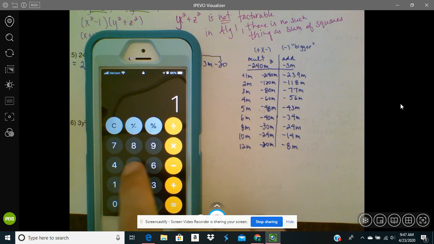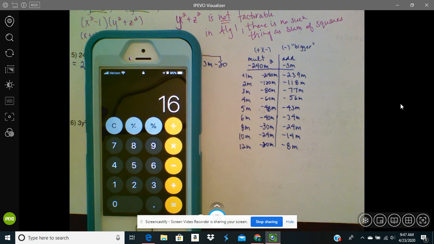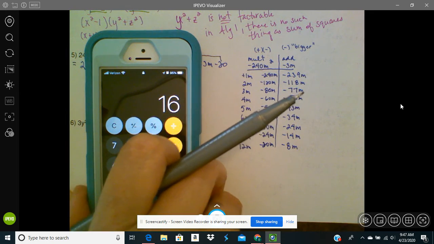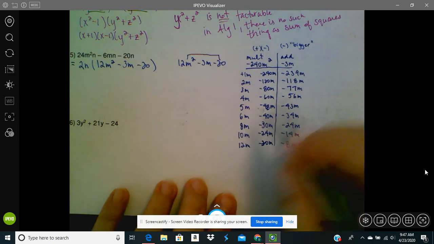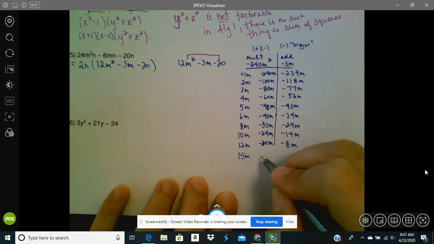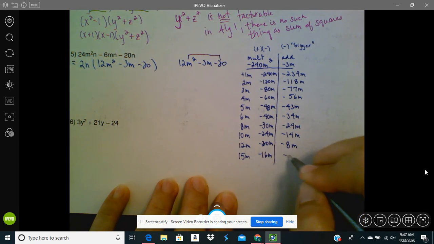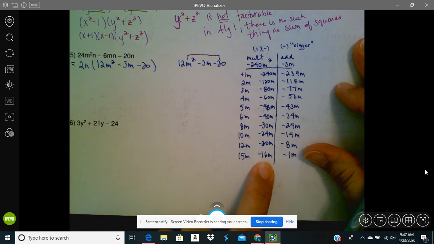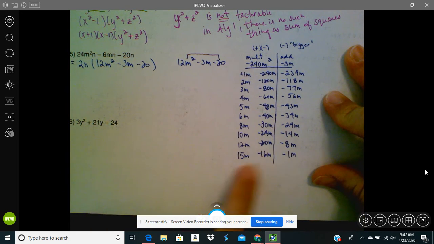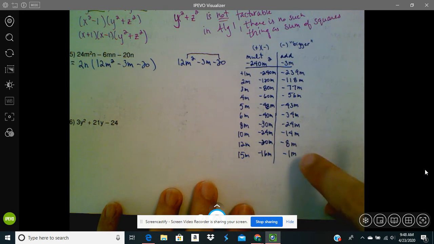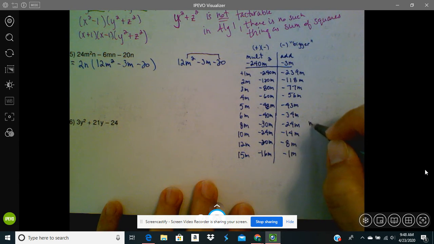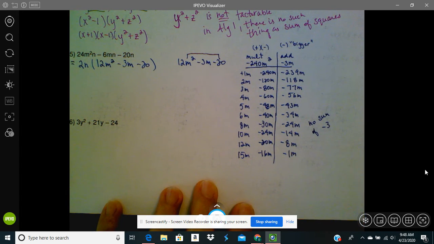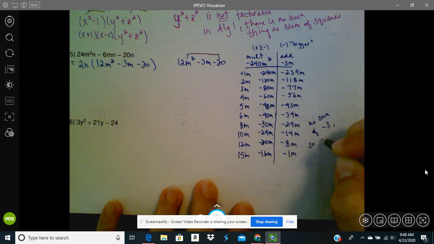240 divided by 15, yes, and it goes 16 times. Now, here's the cool part. This is 15m, so this is negative 16m. That adds to negative 1m. What would be the next number after 15? 16. But guess what? It's already here. So this is my list of pairwise factors of 240. Now, I'll also notice that I never got a sum of negative 3. We have no sum of negative 3, so not factorable.